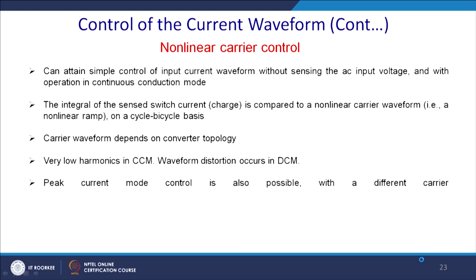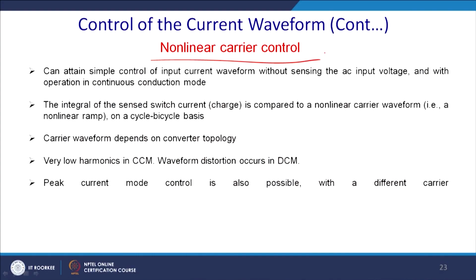So, to control the current waveform, we have the following discussion. It is essentially a nonlinear control, because the switching frequency is variable, and instead of the average current mode control, you have a variable control, and can obtain a simple control input waveform without sensing the AC input voltage. This is also possible with operation in continuous conduction mode. So, you do not require any input in your AC system.